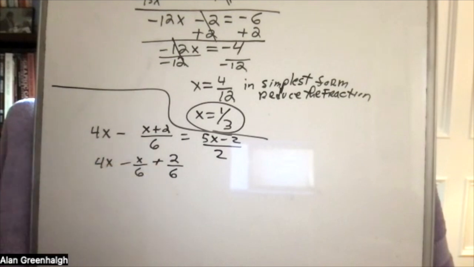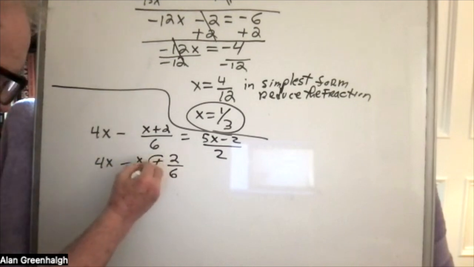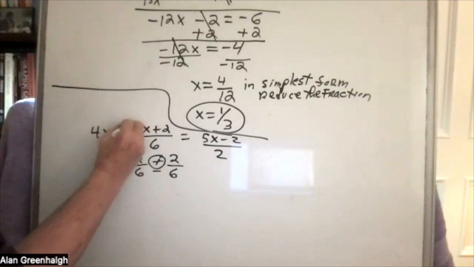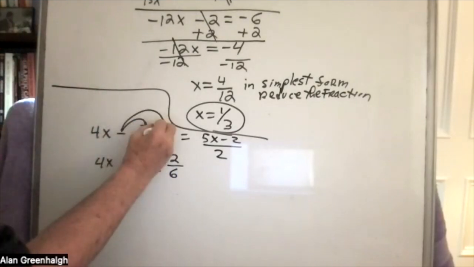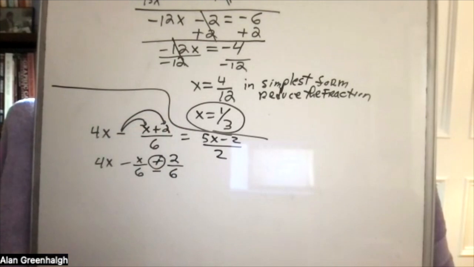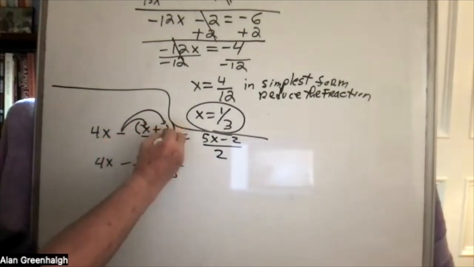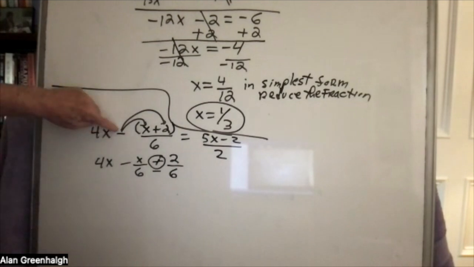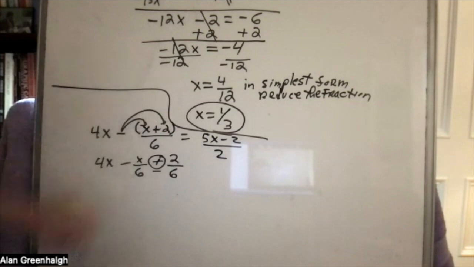Because that's not a positive. This is a negative. Because this negative goes for the x and it also goes for the 2. That's why I put it in parentheses. That's why it's not a bad idea to put parentheses around that, to show that the negative goes for the x and the negative also goes for the 2. Do you understand that?